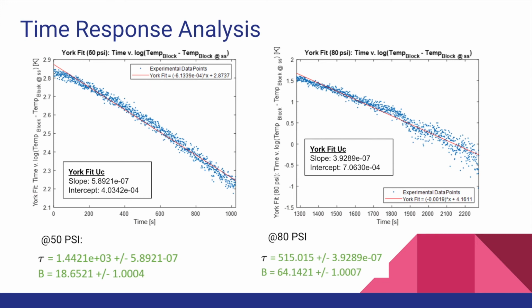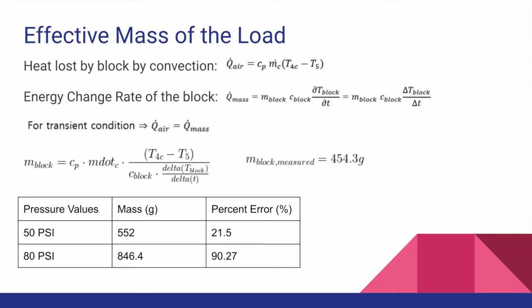These values can then be used to determine the length of the transient response of the load, which will then be used in the mass calculations. The effective mass of the load was obtained by analysis in the transient condition. The effective mass of the load was found by equating the heat lost by the block through convection, or Q dot air, to the energy rate change of the block, or Q dot mass. So the effective mass of the load is calculated using the formula shown.